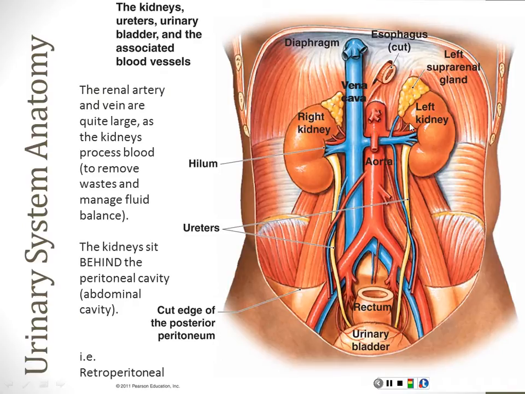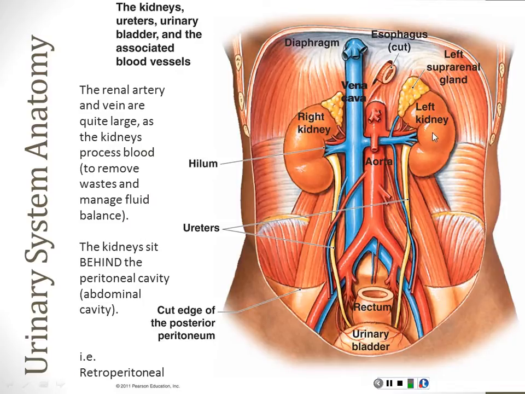Now, this is not an error. The left kidney is usually higher than the right kidney in most people. The reason for that is because the liver takes up all of this space right here. So because the liver is such a massive organ, the right kidney can't get up as high as the left kidney can, because the liver's in the way. So in most people, it looks like this.